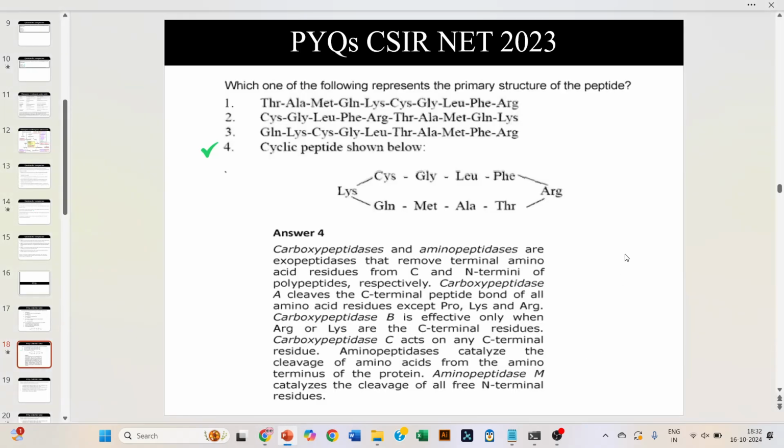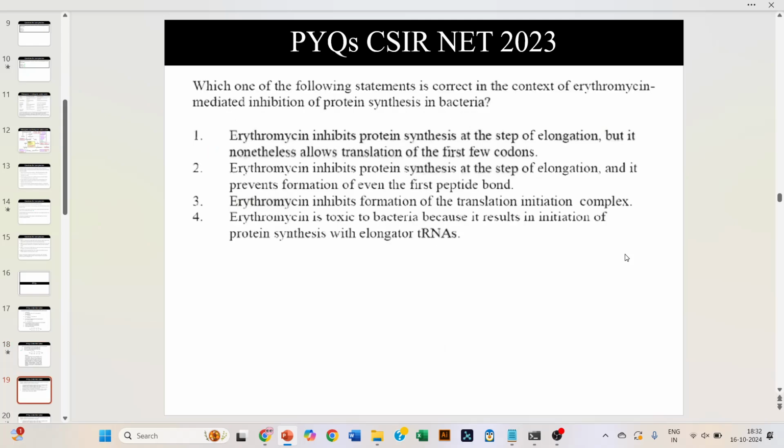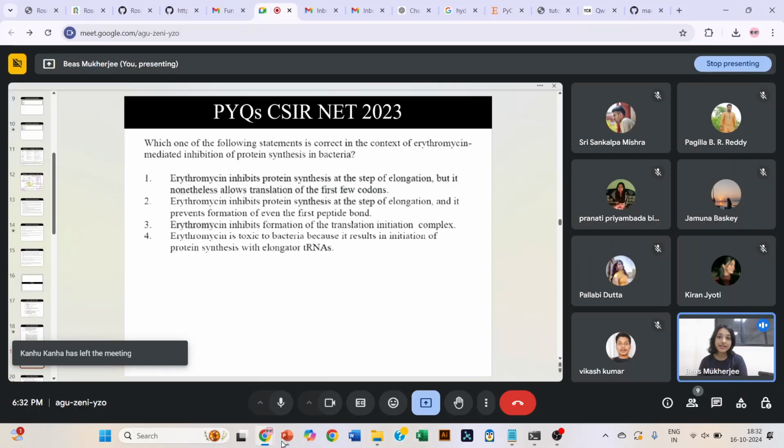Alright. Now we will look at the next one. So next is a question which is taken from CSIR NET 2023 once again. I told you that antibiotics are very important. You will always get questions from antibiotics. So try to see if you can solve any one of these. Okay. So which one of the following statements is correct in the context of erythromycin mediated inhibition of protein synthesis in bacteria?